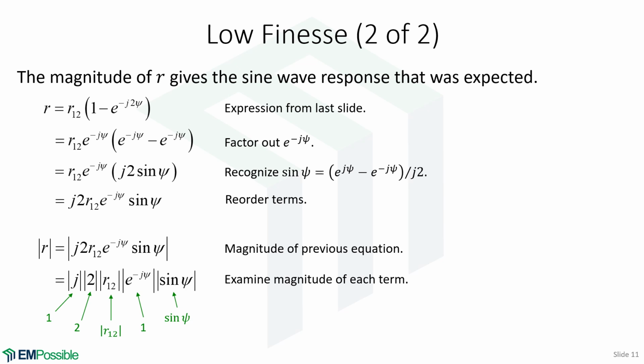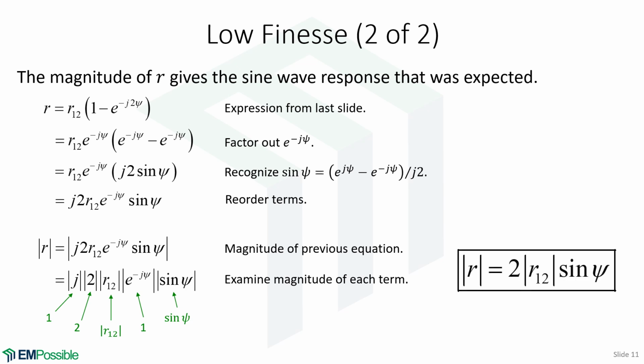So now we can get rid of those absolute value signs and write the final equation for the reflection from a low finesse cavity. And as we were expecting, there is our sine phi. And if we were looking at actually reflectance, which is the absolute value squared, we would have a sine squared phi here.